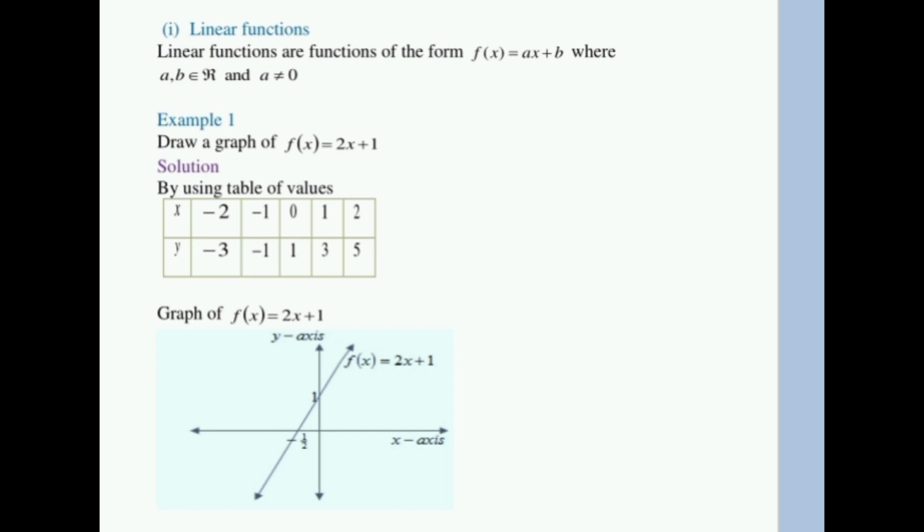Linear functions are functions of the form f of x is equal to ax plus b, where a and b are real numbers and a is not equal to 0. Example, draw the graph of f of x is equal to 2x plus 1. This is a linear function. Show the three steps of function. There is an equation function, a table function, and a graph function.